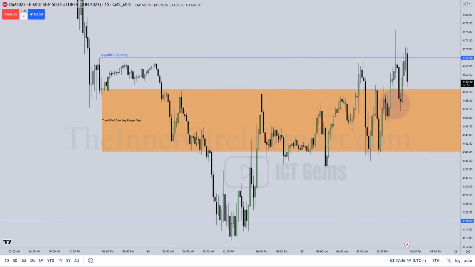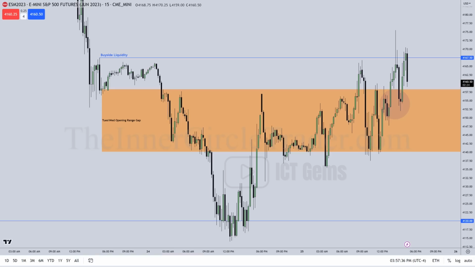All right, so here's Tuesday and Wednesday's opening range gap. I'd like to keep opening range gaps on my chart for 3 days. After 3 days, it expires in my mind, okay? And it's all part of my Power 3 concept. It's not just simply the open, high, low, and close, or the accumulation, manipulation, to distribution. It's not just that. It's much more than AMD.